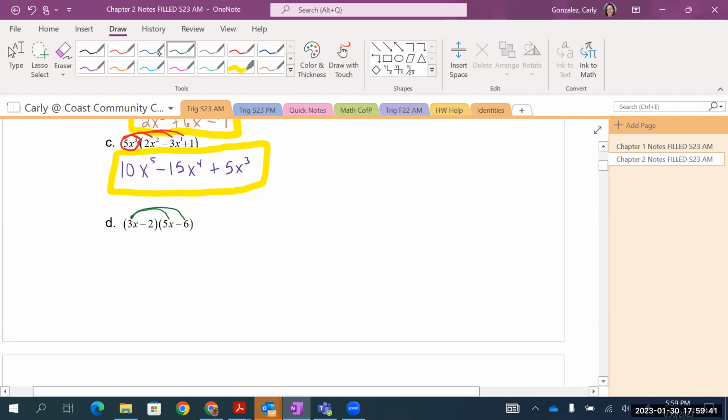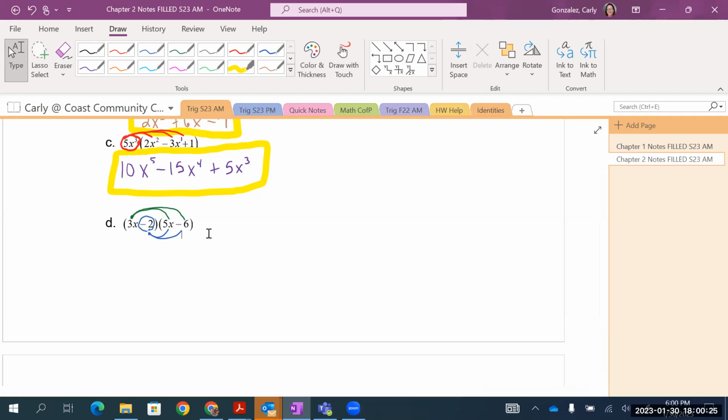Similarly, the -2 will also need to multiply by both the 5x and the -6. And for those of you who just need a quick reminder on FOIL, you multiply the first, then outer, then inner, and then last. The FOIL method only works for a binomial times a binomial, whereas if you just make sure that every term from the first factor multiplies by every term on the second, that will work even for bigger polynomials.